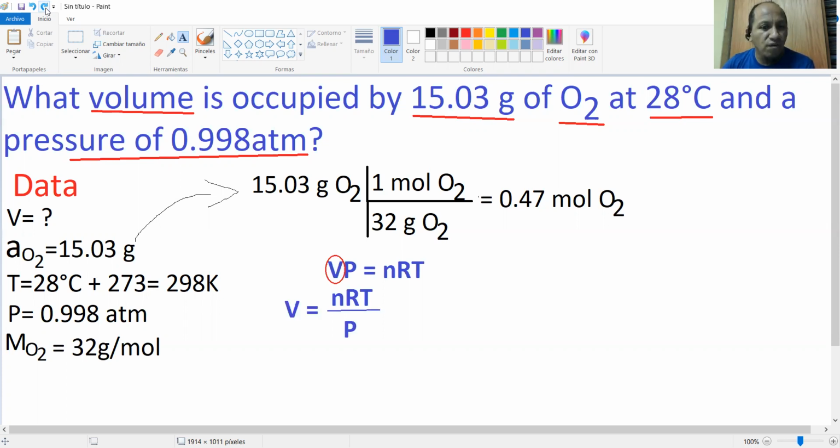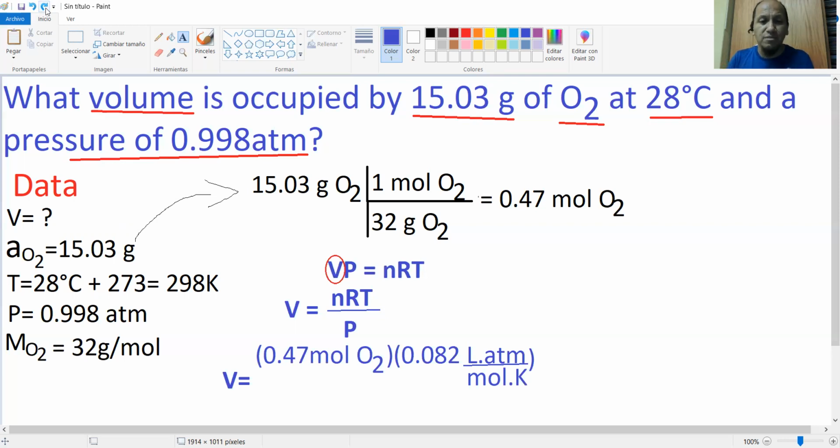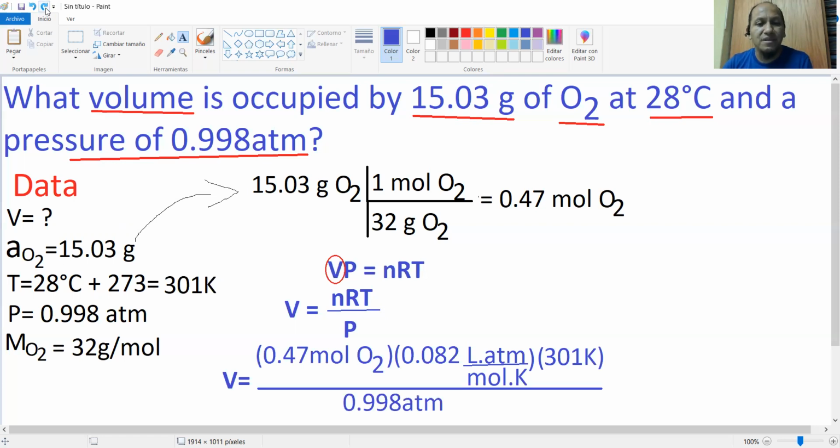So you solve the equation for volume, and after that, you start replacing the values. In the first place, I put in the 0.47 moles of oxygen, which is the number of moles, and the general constant for gases, as we calculated before, 0.082 liters times atmosphere per mole times Kelvin. That's the general constant for gases, so it never changes. And also the temperature, which I told you I was going to correct: after adding the 28 Celsius degrees plus 273, it is 301 Kelvin. We put that there, and all of that divided by the pressure.